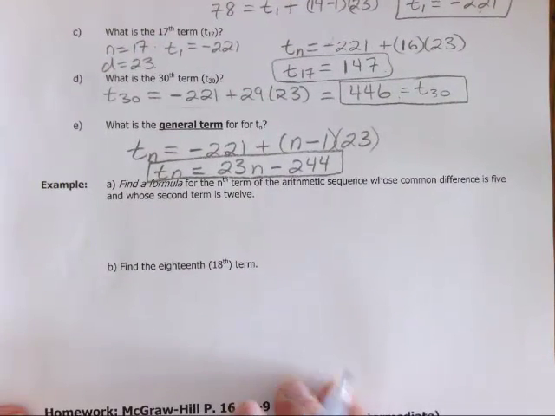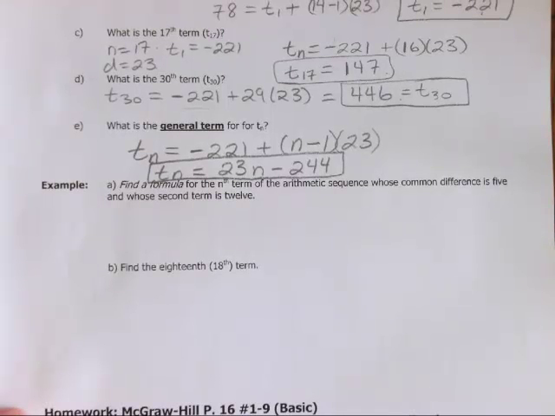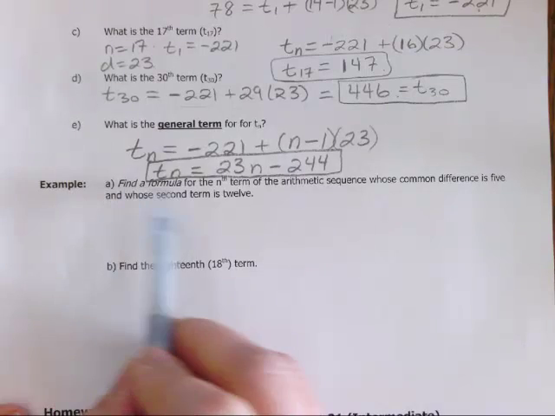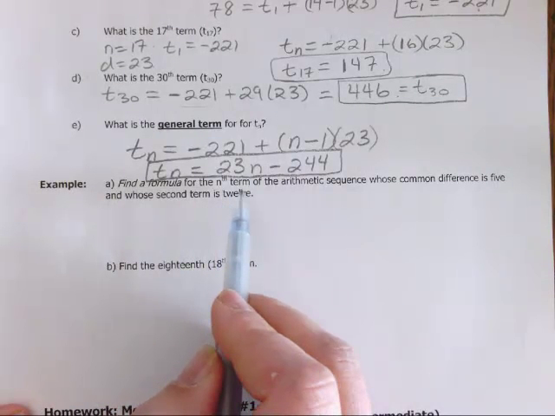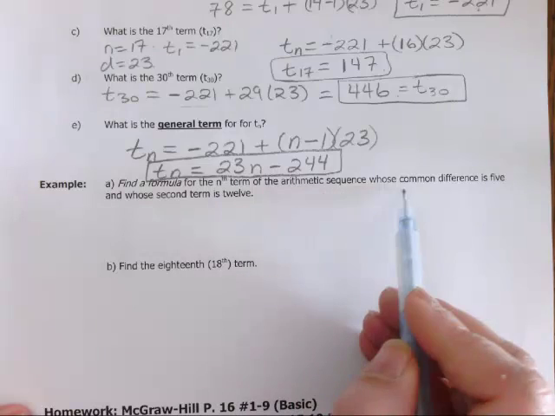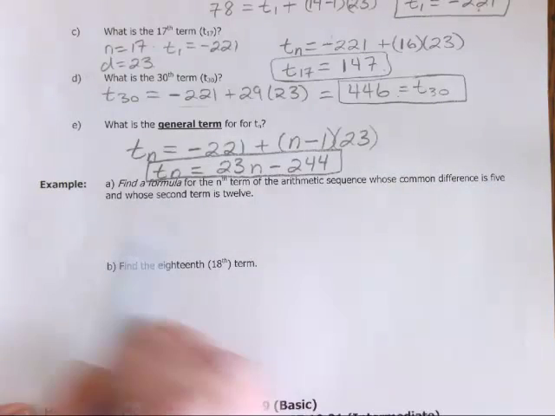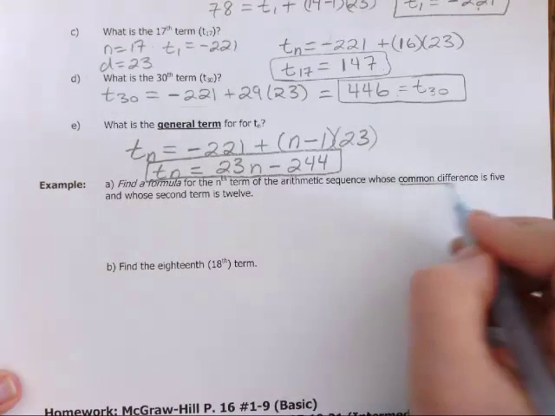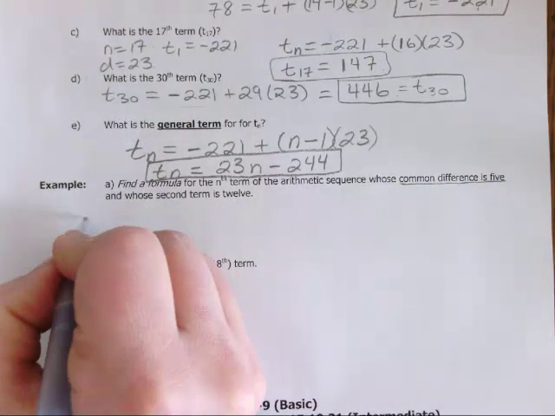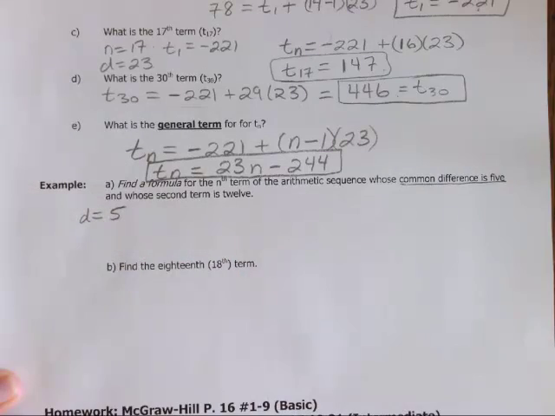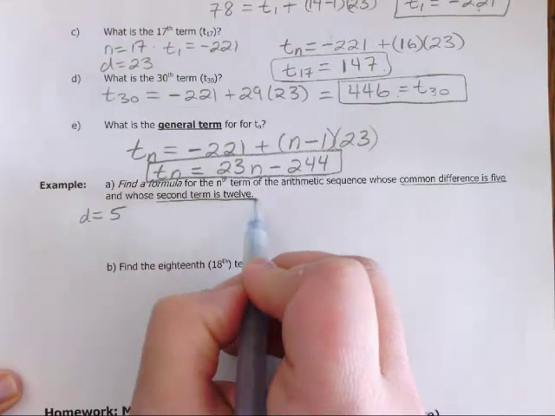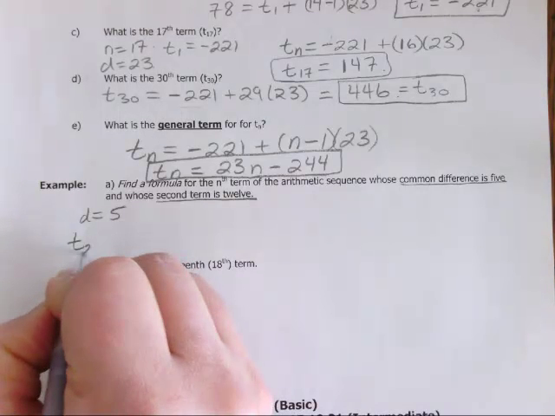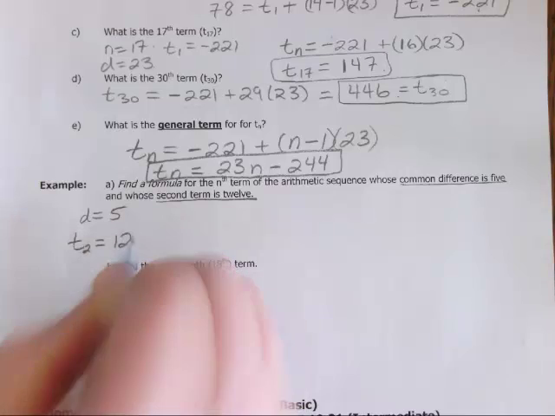Okay, now we're coming to the end of it. This last example asks you to find a formula for the nth term of an arithmetic sequence whose common difference is 5 and whose second term is 12. So right here, this is important. That means d equals 5. And right here, it's saying the second term, so that's T2 equals 12.